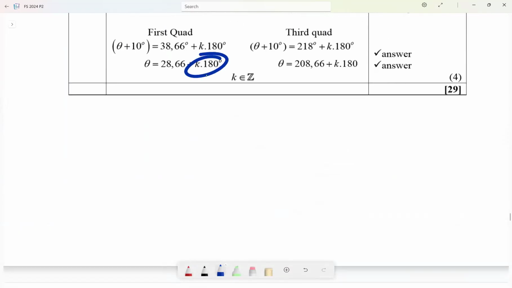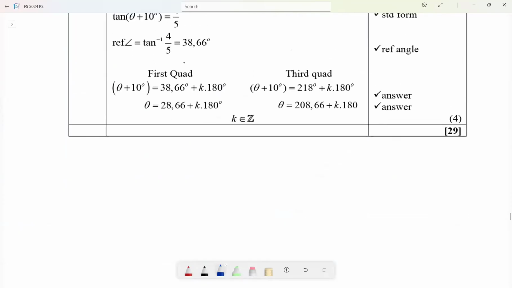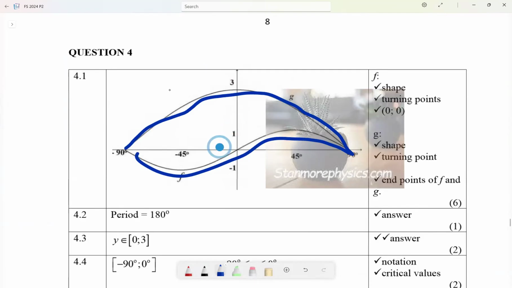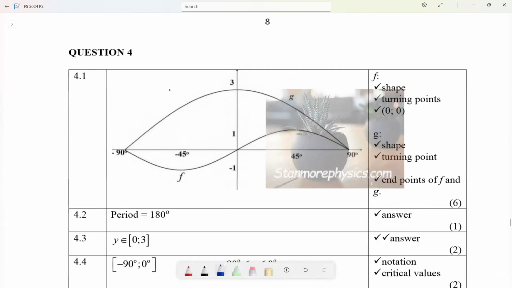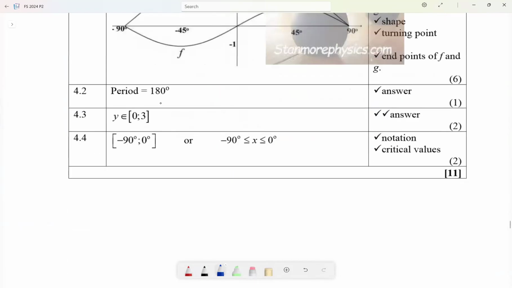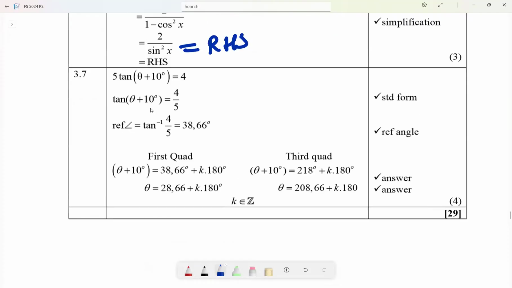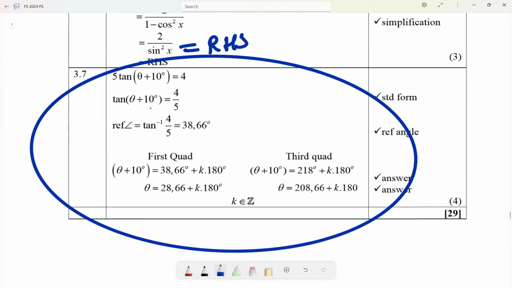Then can you see it's still the same 180, x is an element of integers? Can you see integers like that? But can you see the quadrant is still the same, first quadrant and third quadrant? Can you see that shape? I got the exact same shape. Okay. Can you see? That's 6 marks. The period was 180. I got that one. We got. Okay. You can just look at this. Okay.